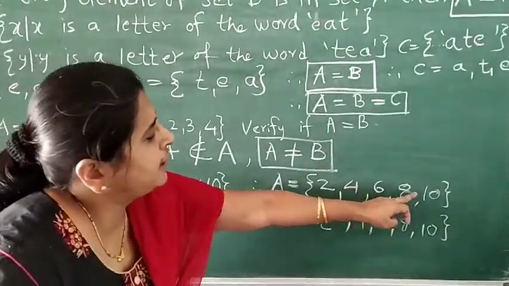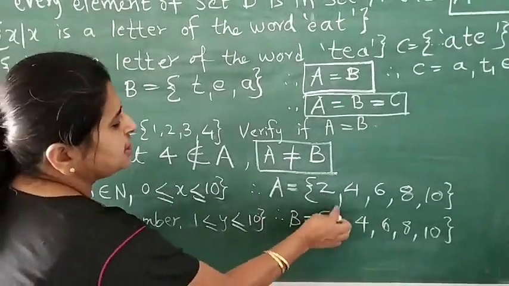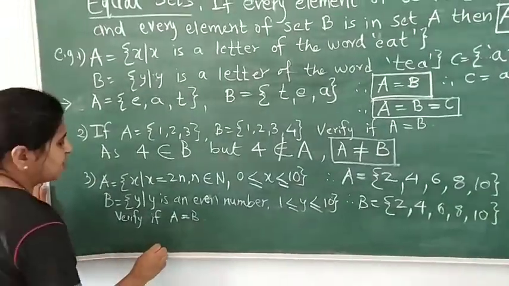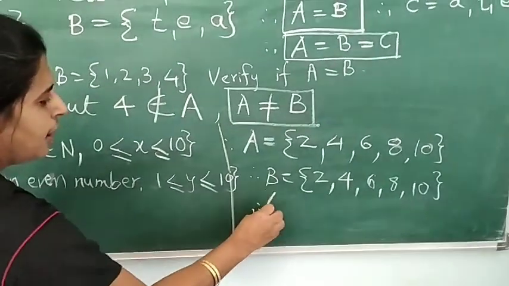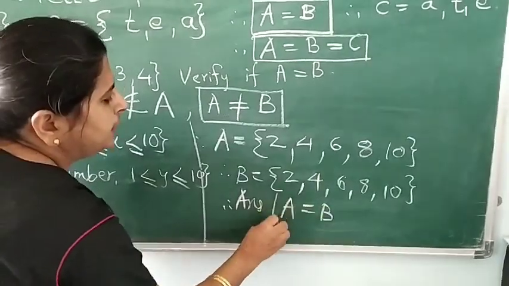Now observe, we have 5 elements in set A and 5 elements in set B, and each element of set A and B is exactly the same. And that's why we can say that our answer is, therefore, A is equal to B.